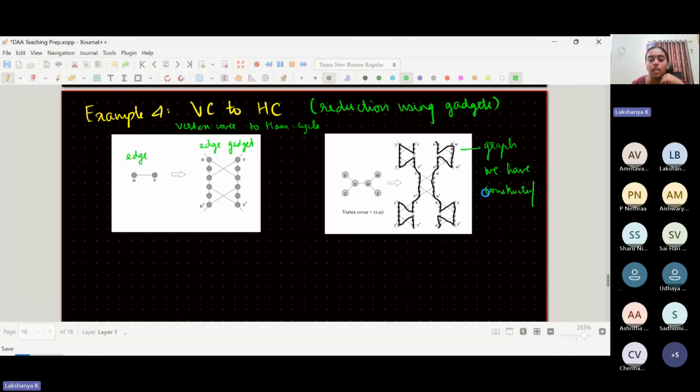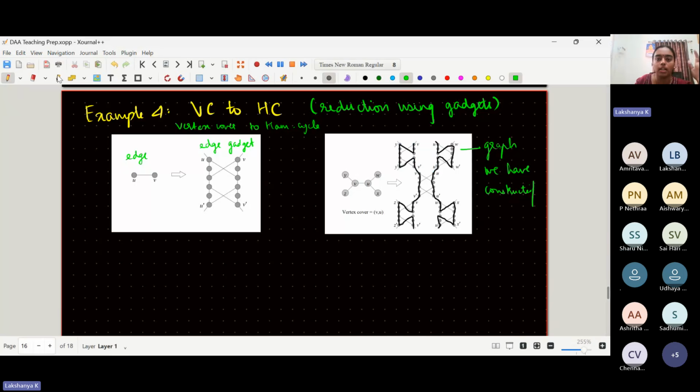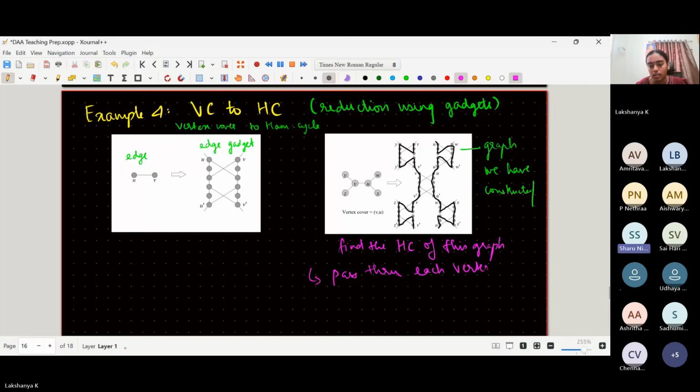Yes. Now what we are going to do is perform the Hamiltonian cycle operation for this newly constructed graph. We're going to find the Hamiltonian cycle of this graph. And when I say Hamiltonian cycle, it has to pass through every vertex of this graph, which means obviously it will pass through each edge gadget, right? Because the vertices are basically part of an edge gadget.